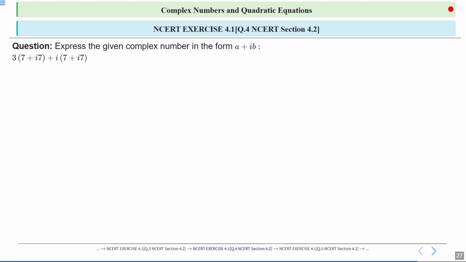Now let's look at question number 4. In this question also, we have to express the given complex number in the form a plus iota times b, of the expression 3 times 7 plus iota times 7 plus iota times 7 plus iota times 7. First of all, try it yourself. How would you approach this question, and then see the solution.